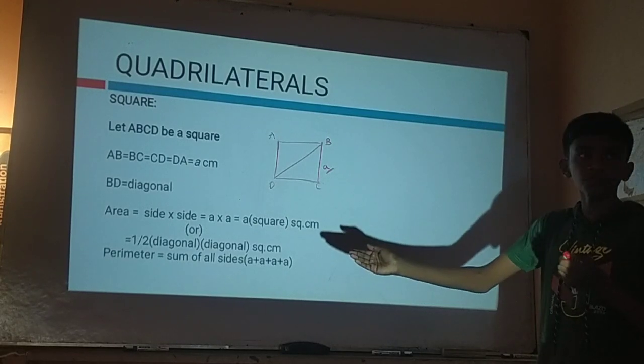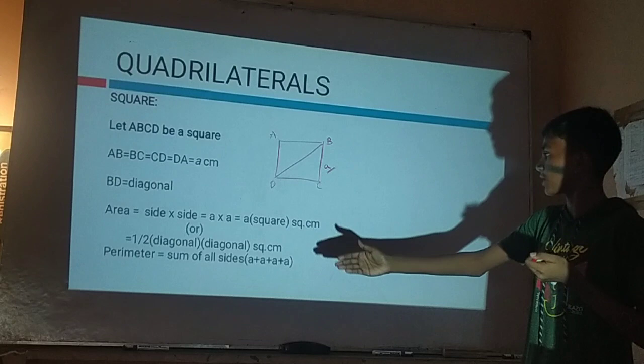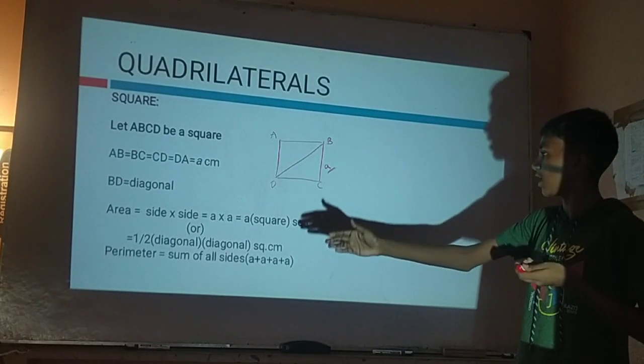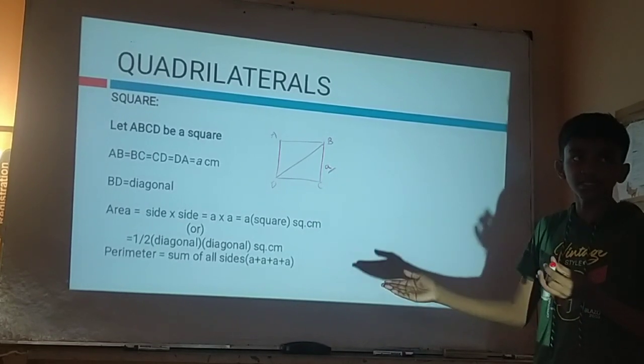Or we can use the formula half of the diagonal multiplied by diagonal, or we can say half into diagonal square, and the perimeter is the sum of all sides.